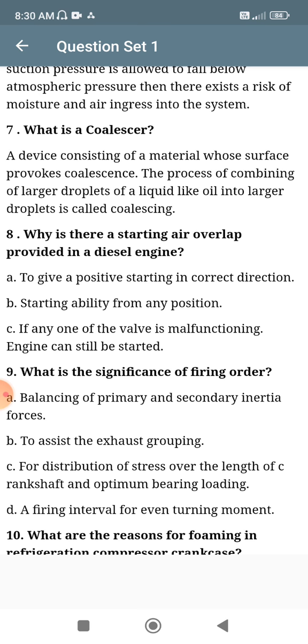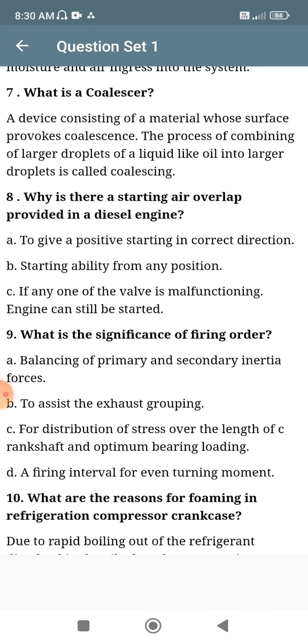Okay, why is starting air overlap provided in a diesel engine? It is mainly provided to give positive starting in the correct direction, with starting ability from any position. If any one of the valves is malfunctioning, the engine can still be started.